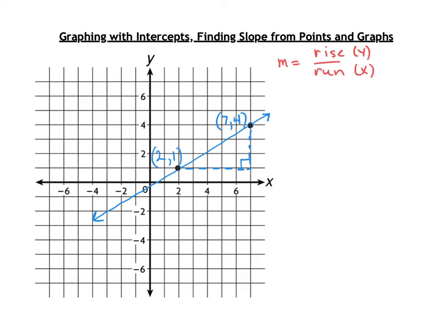All we have to do is count the rise. Here it's 1, 2, 3. It's 3. And count the run. It's 1, 2, 3, 4, 5. The run is 5. And we can see in this case that the slope is rise over run, 3 over 5. It turns out that we don't need to graph the line to find the slope. We can actually just look at the points.